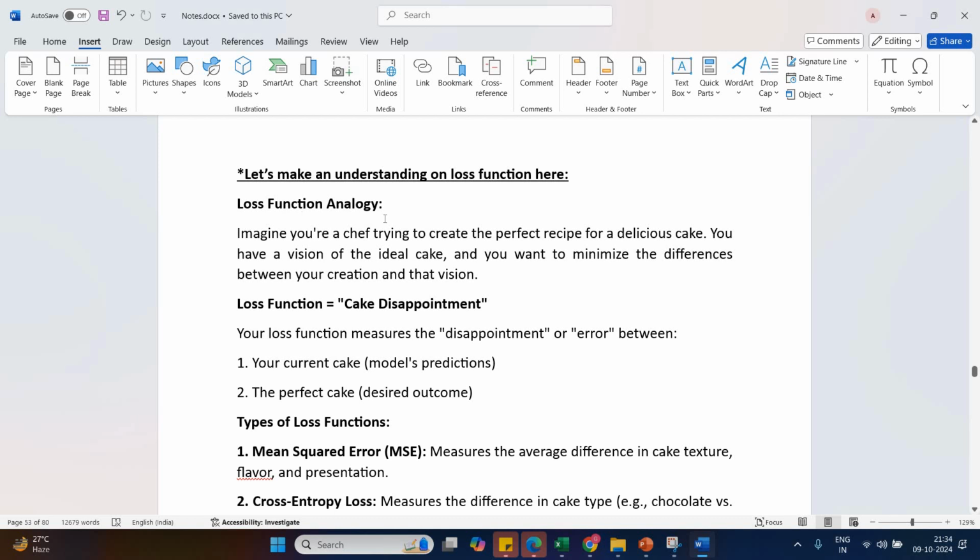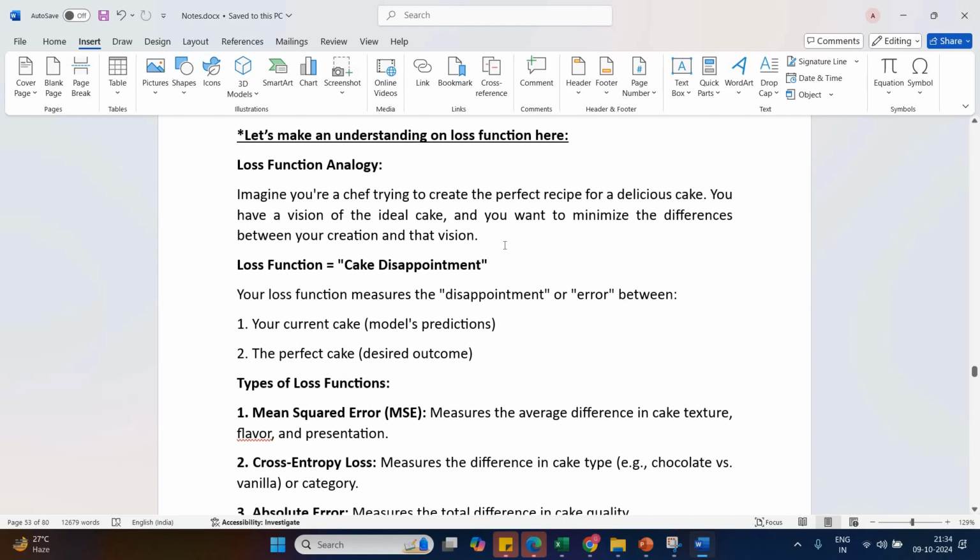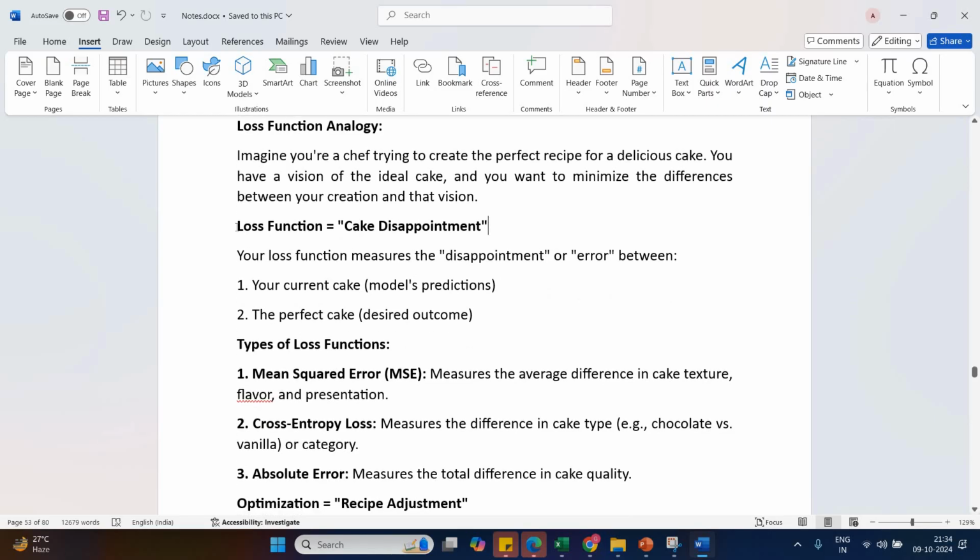So the loss function analogy has been given here. Imagine you are a chef trying to create a perfect recipe for a delicious cake. You have a vision of the ideal cake and you want to minimize the difference between your creation and that vision. So whatever cake you want to make, you want to deviate less from that vision, right? So what will be the loss function?